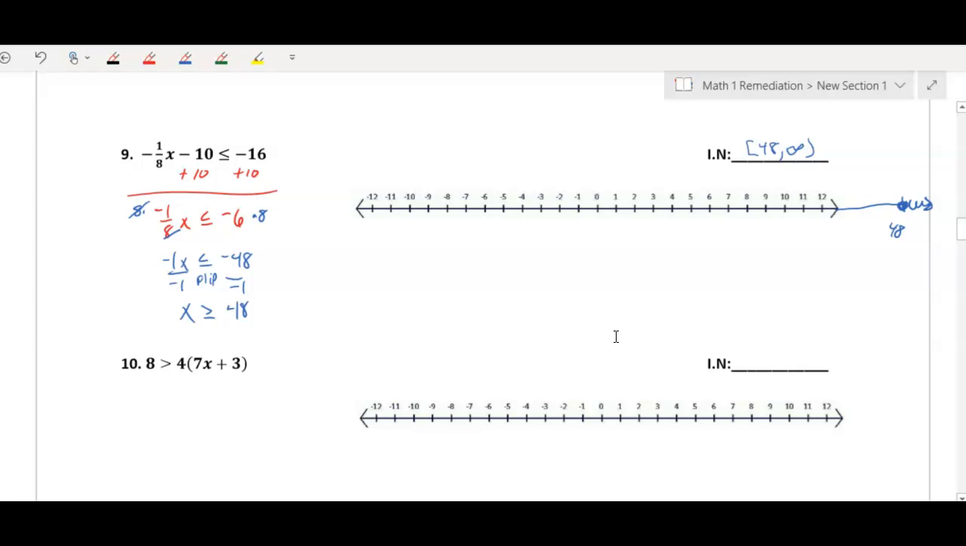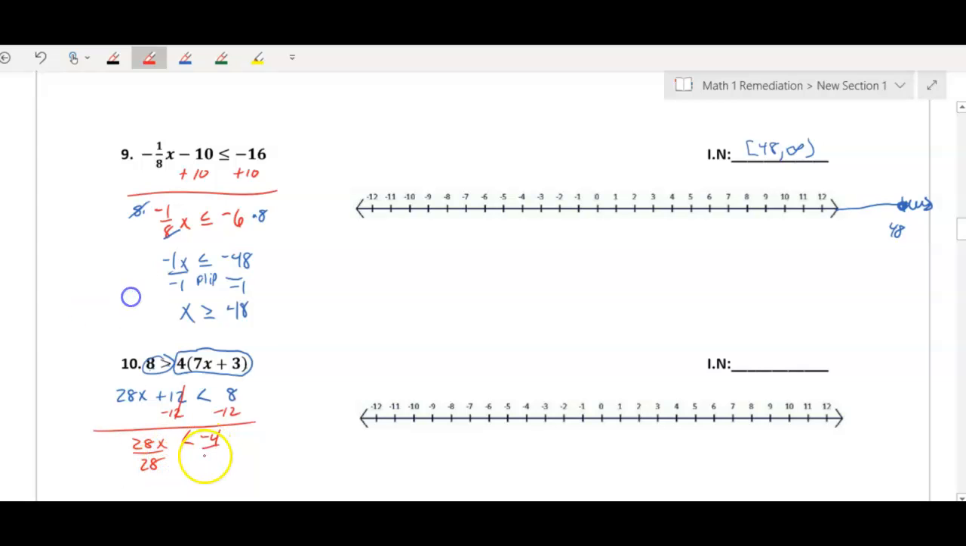Now, number 10, I'm going to do two things at once. The first thing I'm going to do is simplify the right side. And I'm going to go 4 times 7x is 28x. 4 times 3 is plus 12. Then I'm going to bring the 8 to the right side. But that alligator is eating 8, so I'm going to keep it eating 8. Now I can go ahead and easily solve this inequality. Subtract 12. 28x is less than negative 8 plus 12 is negative 4.